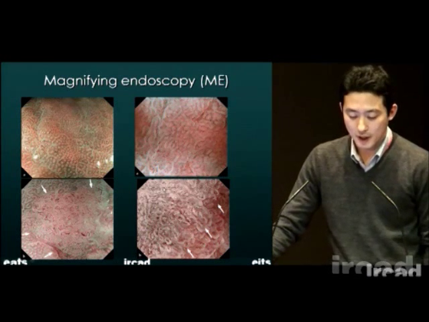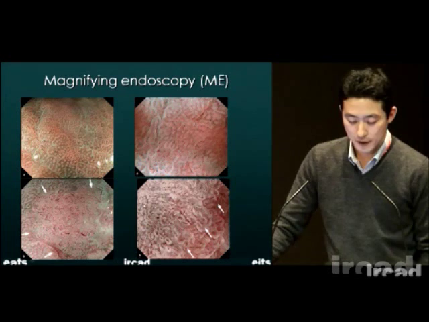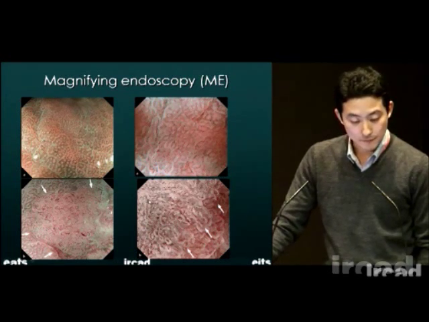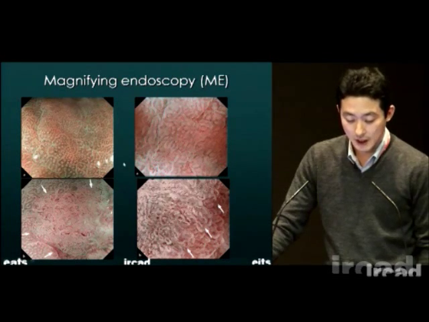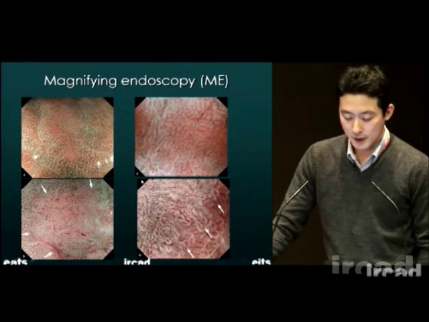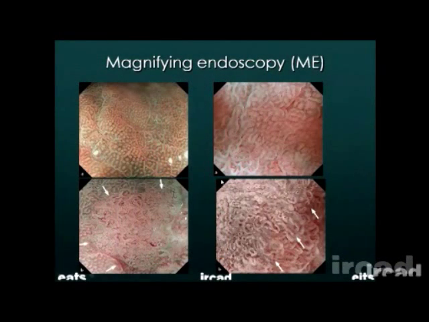Sometimes we can get additional information from magnifying endoscopy. The maximum magnification power of this scope is 80 times. The recent development of magnifying endoscopy has enabled more detailed observation of various gastrointestinal disorders.